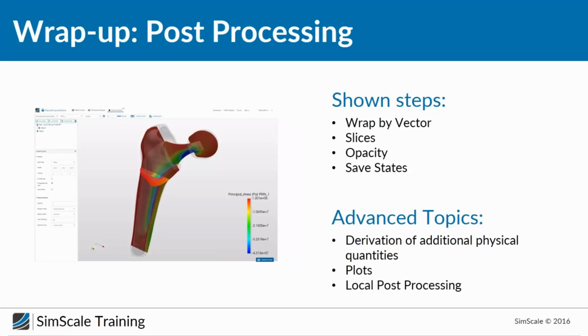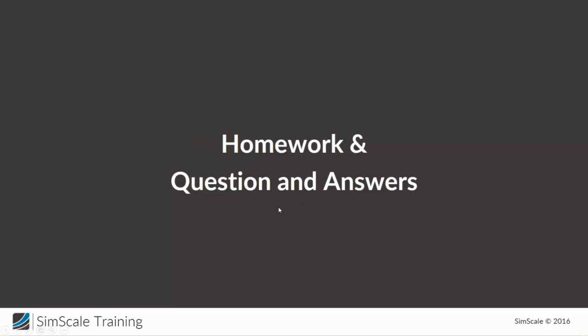Okay. What did we talk about? First of all, I showed you how to use the different filters. We used the warp by vector filter and slice filter. We changed the opacity and saved the state. And post-processing is really a very nice thing because it gives you so much freedom and creativity, and there are a lot of advanced things we will not talk about today, but which could be interesting for you. Like you can derive additional physical quantities based on the stresses, for example. You can create plots and even do local post-processing on your computer. Okay, great. Then this was our demo so far.